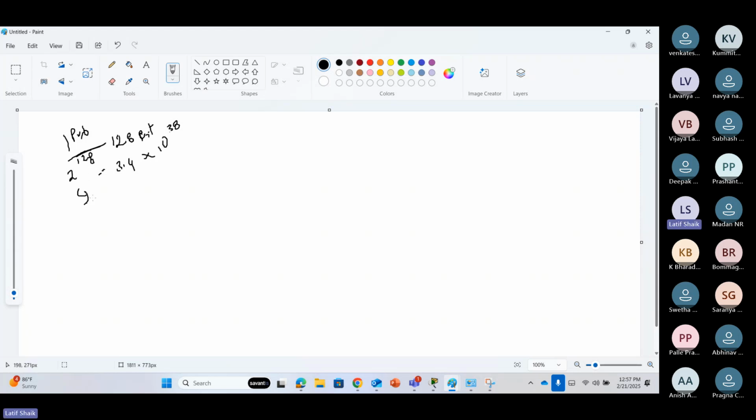IPv6 is represented in hexadecimal format. Hexadecimal numbers are represented with a 4-bit binary format. One single hexa digit is equivalent to 4-bit binary, a direct translation. So totally 32 hexa numbers are there in one address. These 32 hexa numbers are divided into 8 blocks.